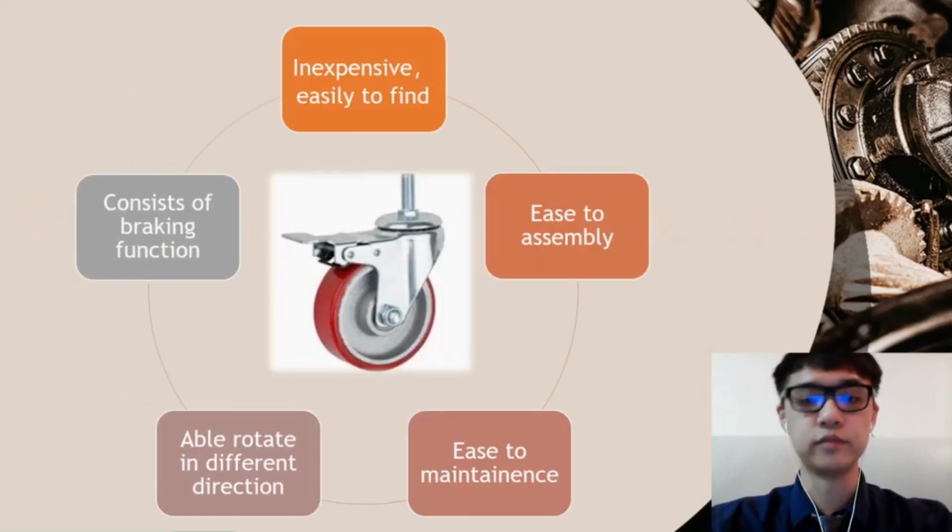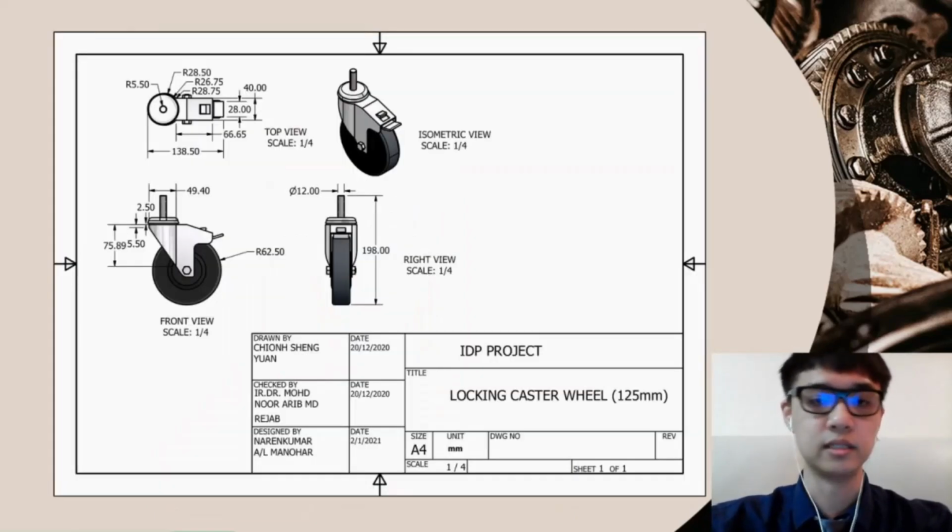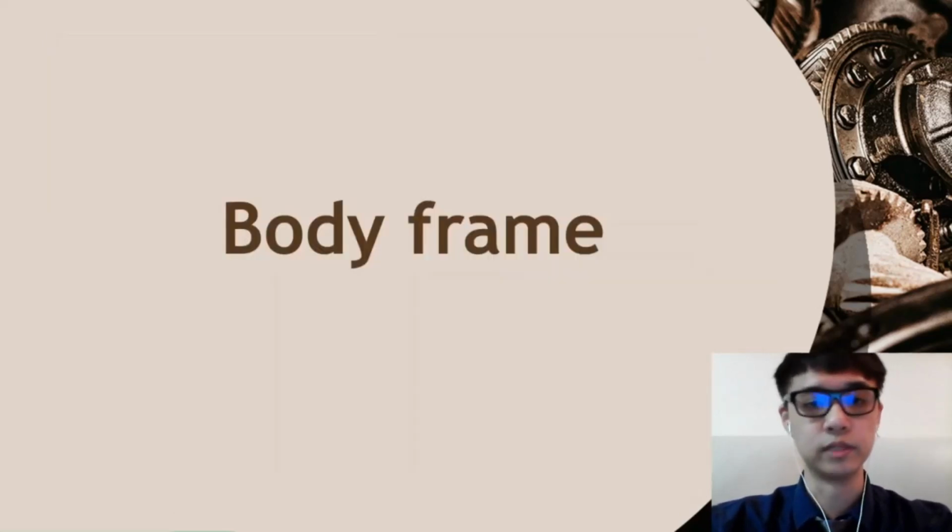The wheel that we chose for this project is a caster wheel. The reason we chose the caster wheel is because it is cheap, easy to find in the current market, and easy to assemble and maintain. The most important reason is because it has a braking function and is able to rotate 360 degrees. So this is the orthographic drawing of the caster wheel. Next I will proceed to the body frame.